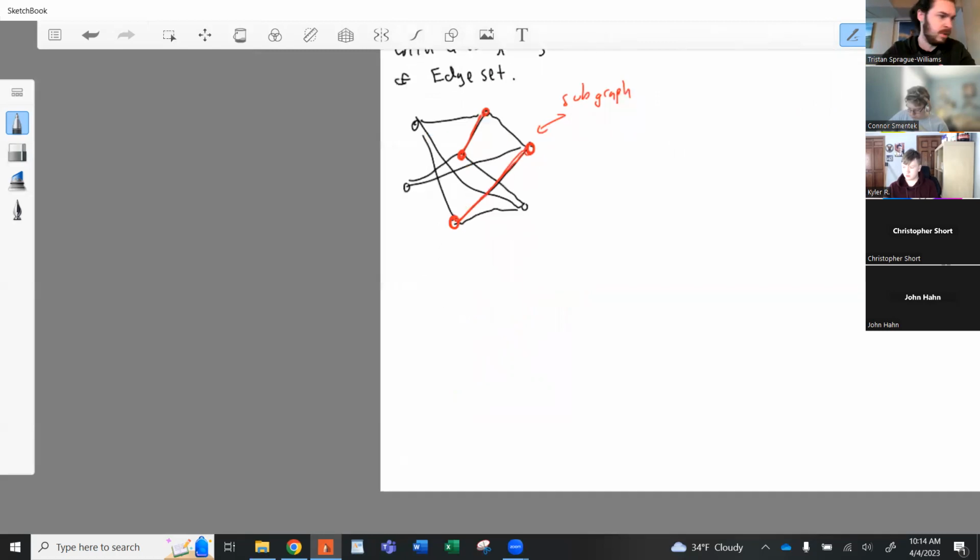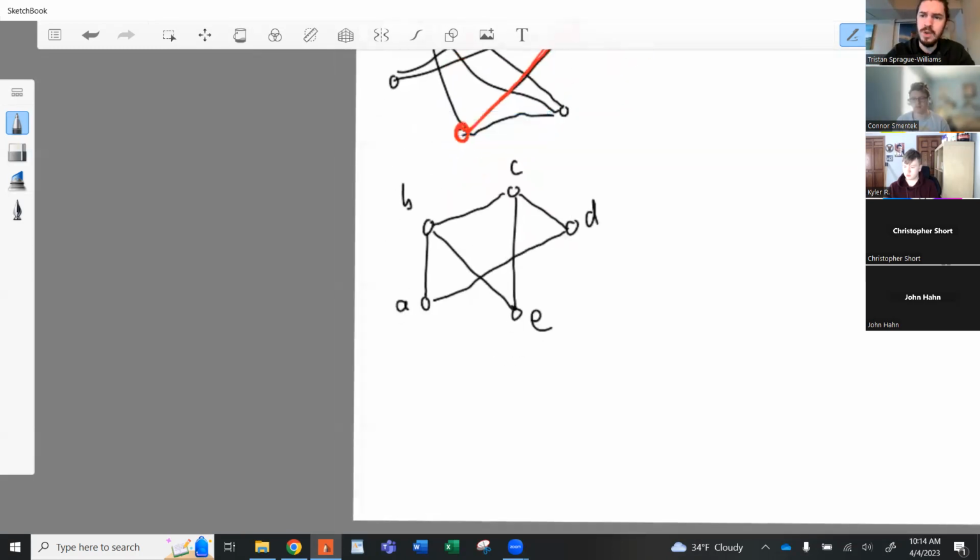Let's do a quick example. Let's do 5 vertices. I want to do this and this. Let's give them names: A, B, C, D, E. So in this graph here, you can find a subgraph that looks like C3. There in blue, there is a C3 subgraph.